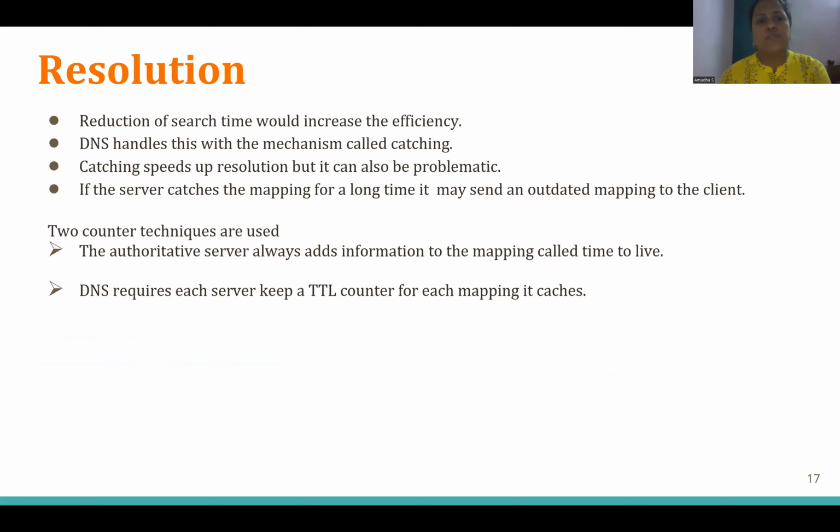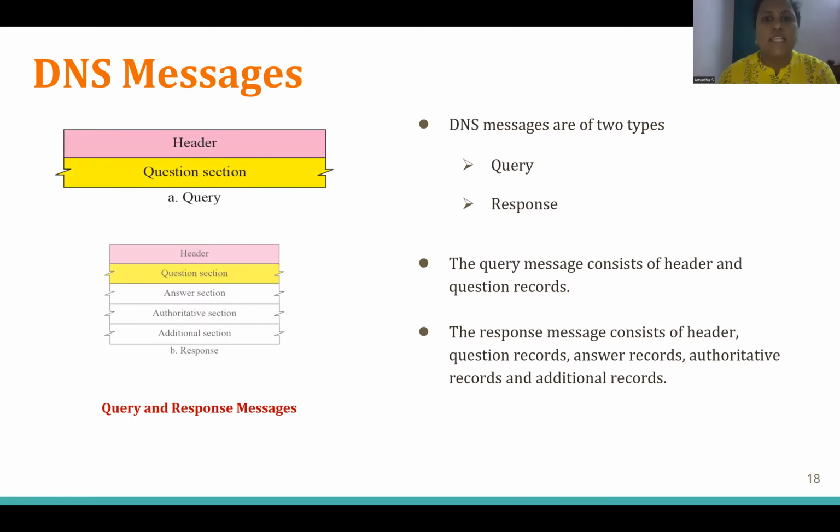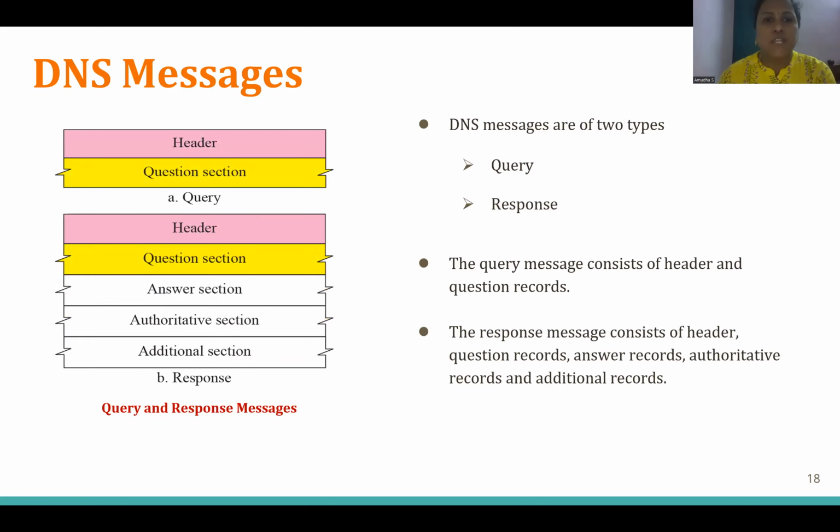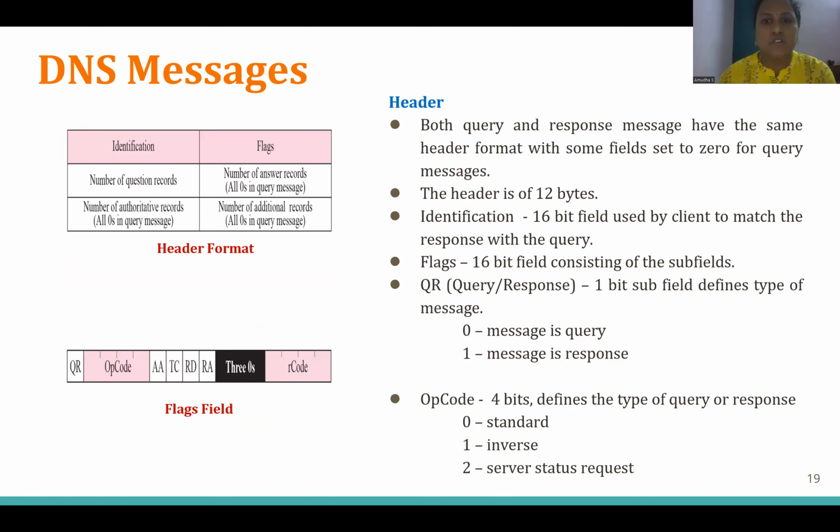Two techniques are used. The authoritative server always adds information to the mapping called time to live. DNS requires each server to keep a time to live counter for each mapping it caches. DNS messages are of two types, query and response. The query has the header and the question records. The response message consists of a header, answer section, authority section, additional section, and so on.